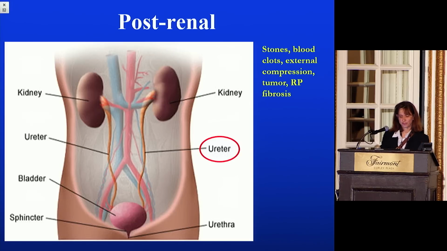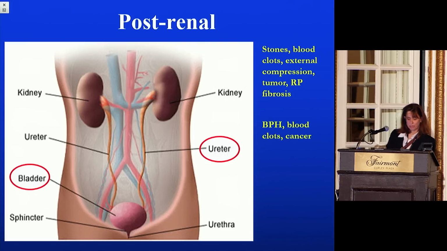So most common, stones, blood clots in the ureter, could be external compression from tumor or retroperitoneal fibrosis, typically giving you a unilateral obstruction in the setting of stone or blood clots, and often external compression, or bilateral in the setting of retroperitoneal fibrosis, not always. Or it could be an obstruction in the bladder, by definition, giving you bilateral obstruction: benign prostatic hypertrophy, blood clots, or malignancy, or in this gentleman's case, a urethral stricture.